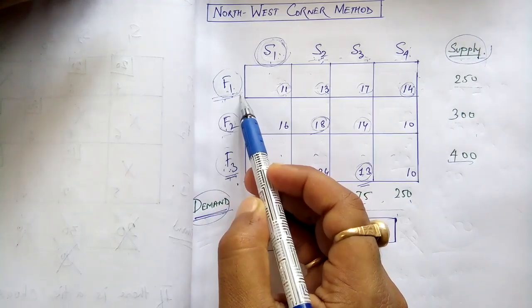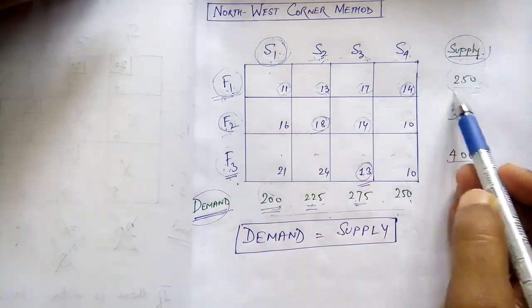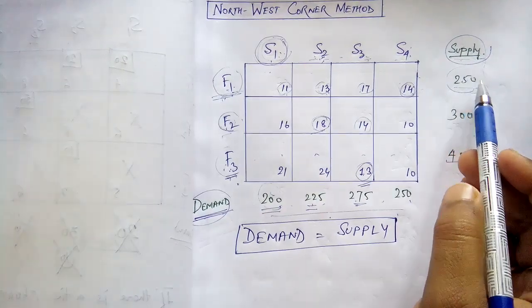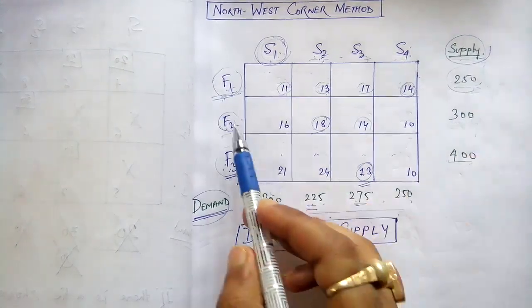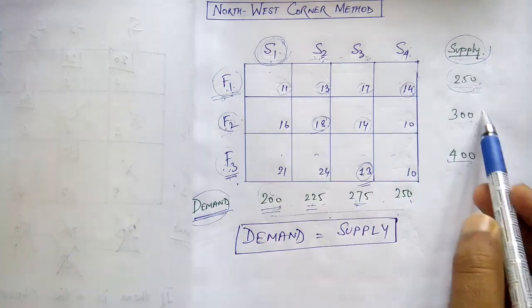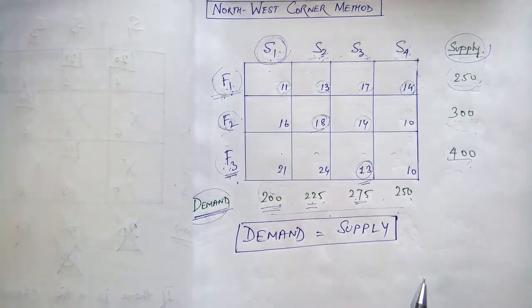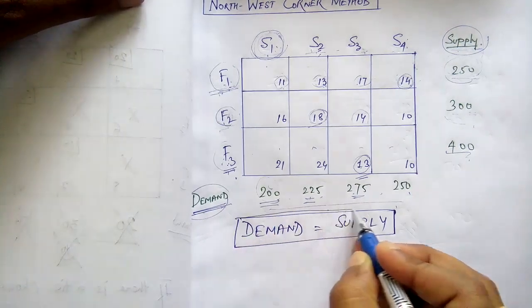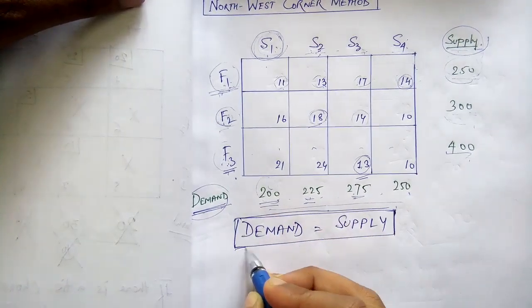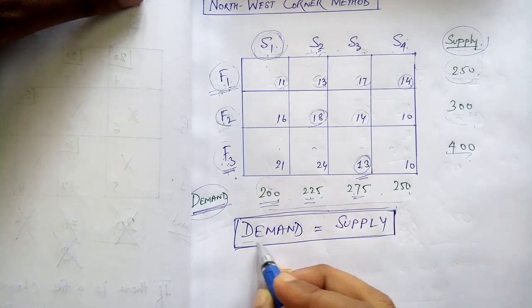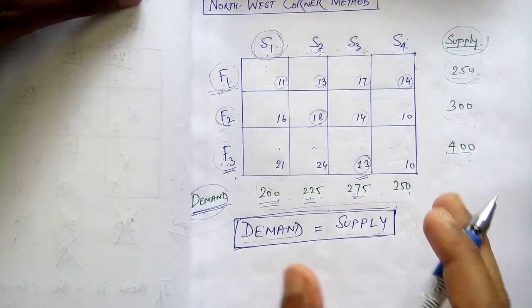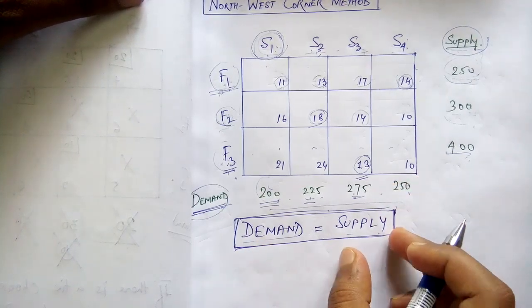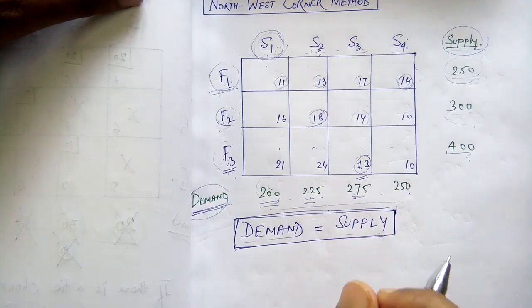What is the supply of factory 1? 250. So factory 1 can supply a total of 250 goods. Similarly, factory 2 and factory 3 can supply 300 and 400 respectively. But here we will take a very strong assumption, that demand equals supply. Whatever the demand is, the supply will be the same. Supply will not be one more or one less.